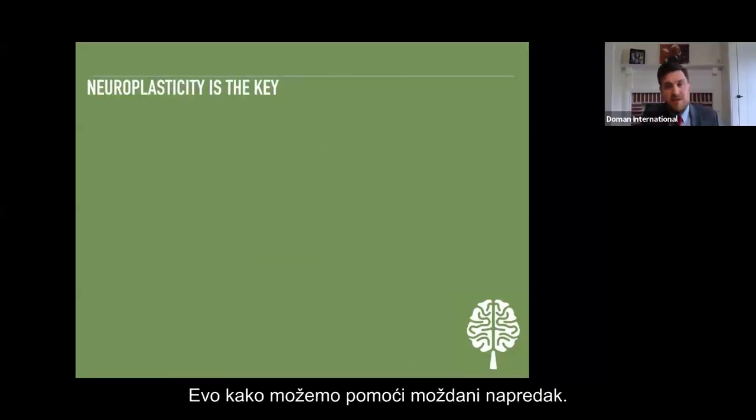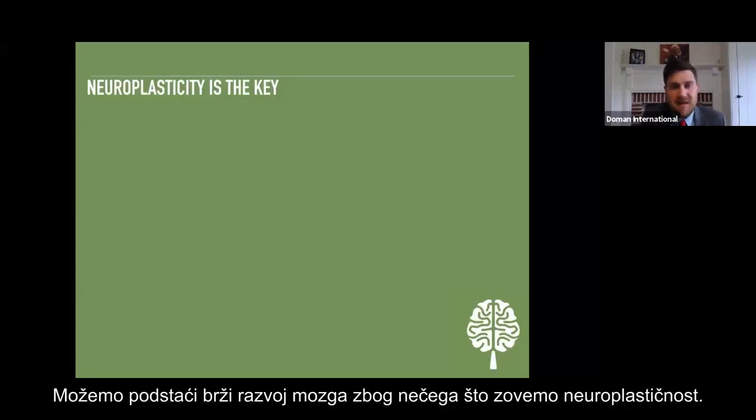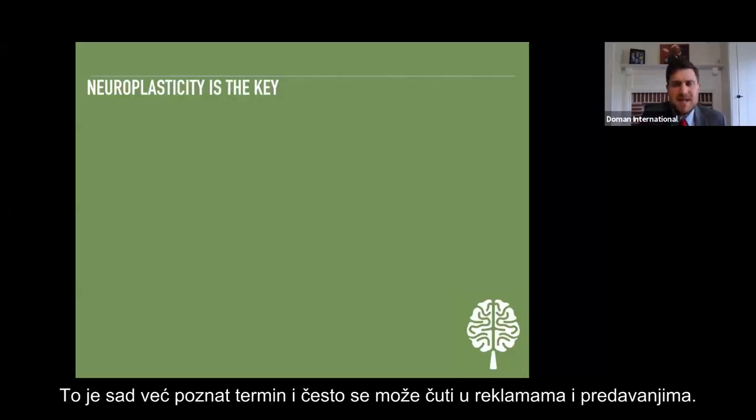Now, here's the thing. Here's how we can help the brain improve. We can help the brain develop faster because of something called neuroplasticity. Neuroplasticity is now a well-known term. It's kind of a buzzword now, right? And you hear it on commercials and in lectures all the time.